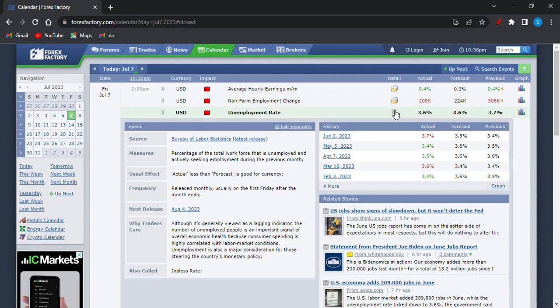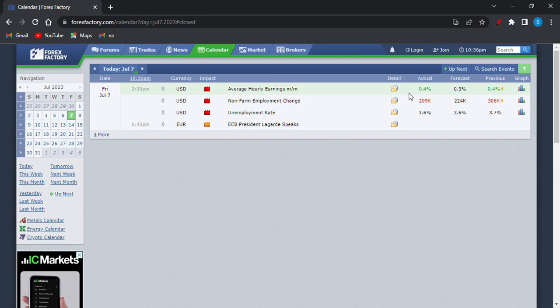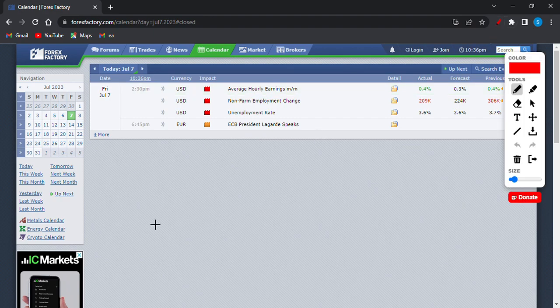Okay. Now let's start with the average hourly earnings. So last time we had 0.4%, and then the forecast for June, because these are the June results, was 0.3%, and then the actual for June was 0.4. Now let's do a diagram to understand what actually this means. So here we can see that 0.4 is greater than 0.3.